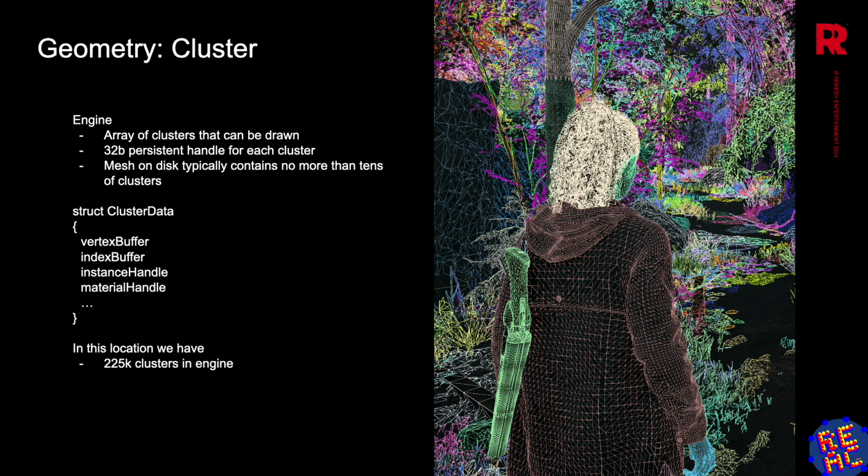We store these combinations of geometry, material, and transformation in Mesh engine. Each stored cluster has a 32-bit persistent handle that can be used on CPU and GPU to access all the relevant data that's connected to the cluster. On the left side, you can see what makes up the cluster data.